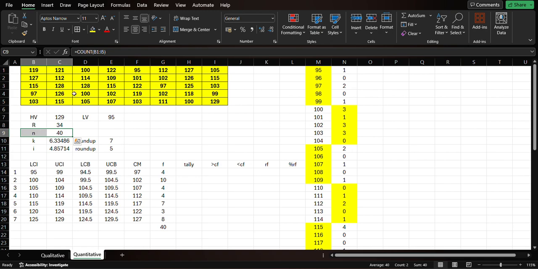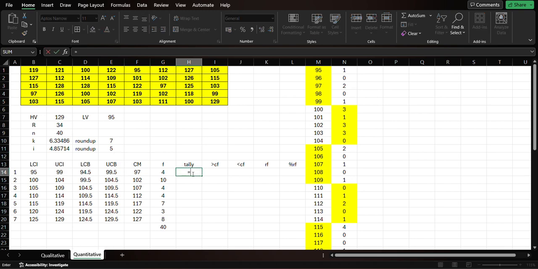All right, so this would be the frequency of our data. Again, how are we sure that it's correct? We get the sum of our frequency, and the sum of our frequency should be equivalent to our n. If it is equivalent to our n, then therefore all our data was accounted for.